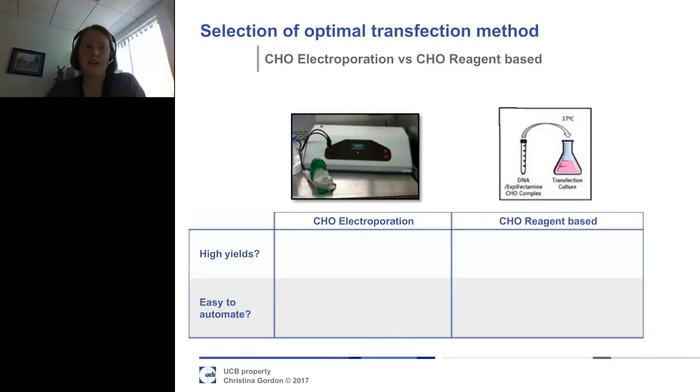So if we're looking at the selection of the optimal transfection method, we have 2 methods available. At the moment, it's our CHO electroporation and a CHO reagent based. Both of these giving us fairly high yields. So the question was, are they also easy to automate? And we considered quite a few different options regarding the electroporation method, but we felt that for now it wasn't really suitable for an automated high throughput approach. So we wanted to see whether the reagent-based system would live up to this.